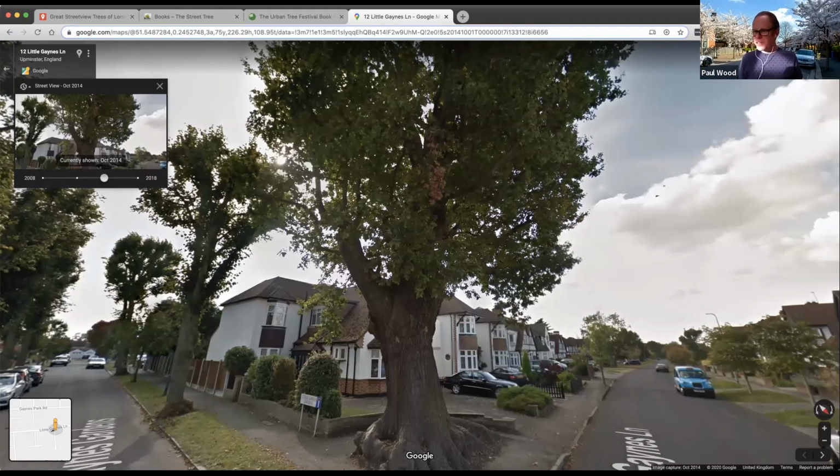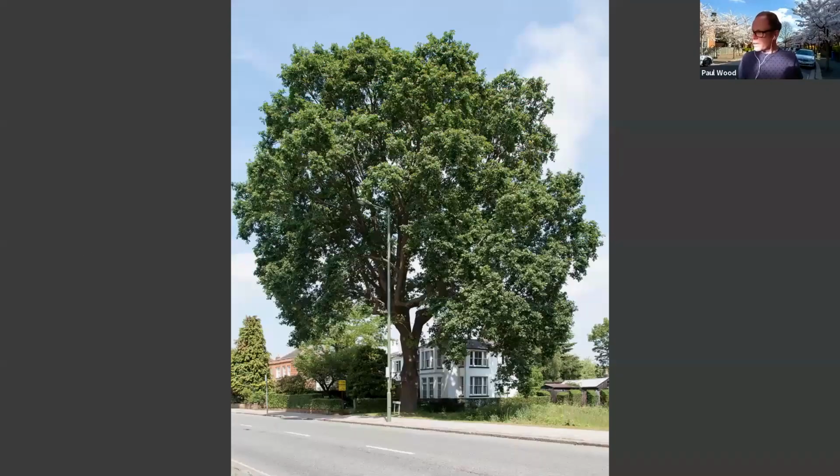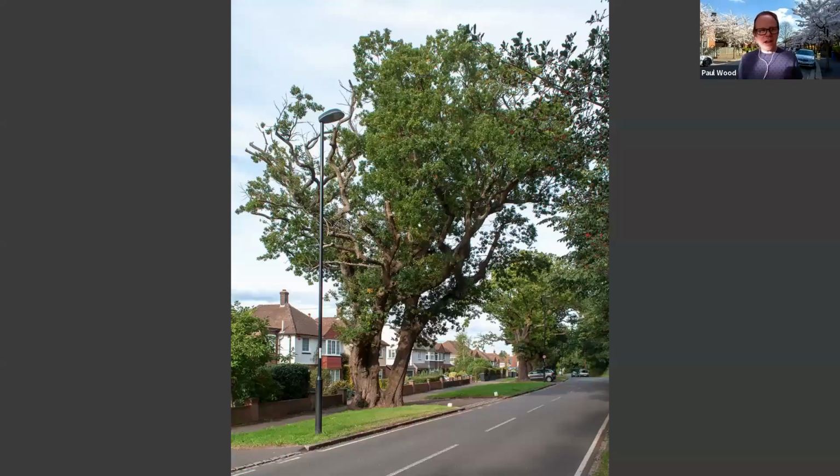So the next one I'm going to take you to is, I'm just going to go to the map, and I'm going to show you, it's down in Croydon. While I'm going there, I'm going to share an image of that tree. So just coming up on your screen now will be an image of Oaks Lane in Croydon. So I'm going to go there, and we're going to have a look at the trees there.